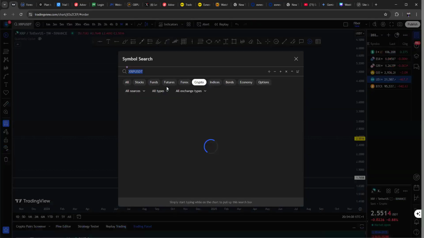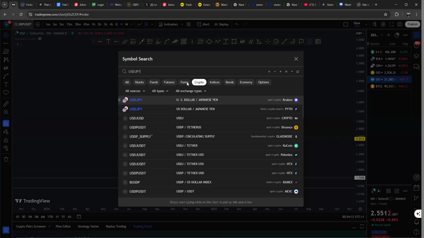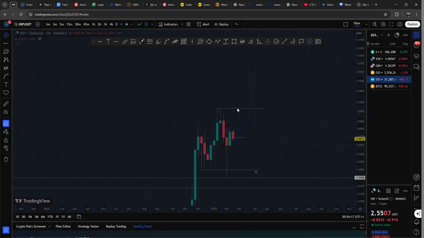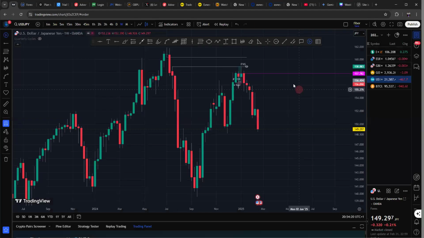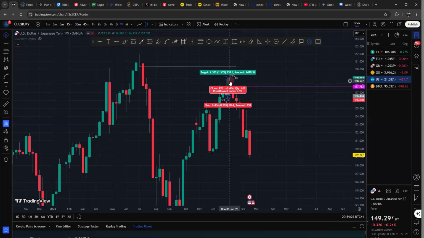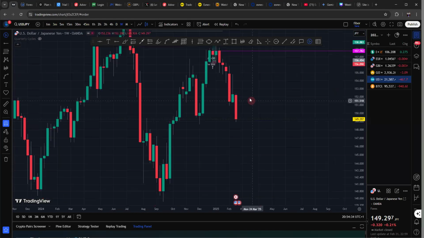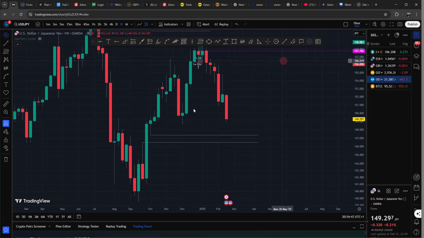USD JPY, forex. I did this in January. We spotted this fair value gap and price came up to it. We have been having that massive sell since then, and we have this fair value gap here that we are coming back to. Good close for the week. We still have this low as an inducement into that fair value gap. So USD JPY still bearish.